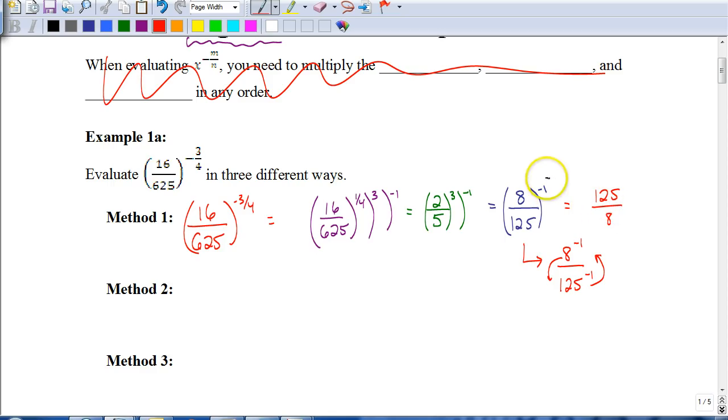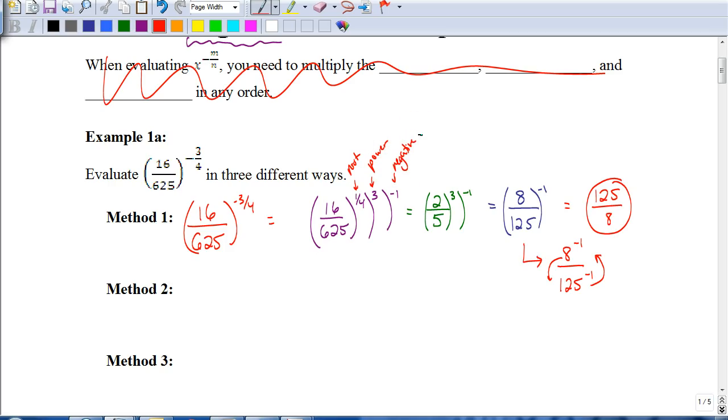So in essence, remember what a negative exponent is: we're going to end up taking the reciprocal of our base. The base in this case is 8 over 125. The reciprocal of that is 125 over 8, and that's our final answer. So again, here's what you need to remember. We're going to apply the root. Then we're going to apply the power. Then we're going to apply the negative.